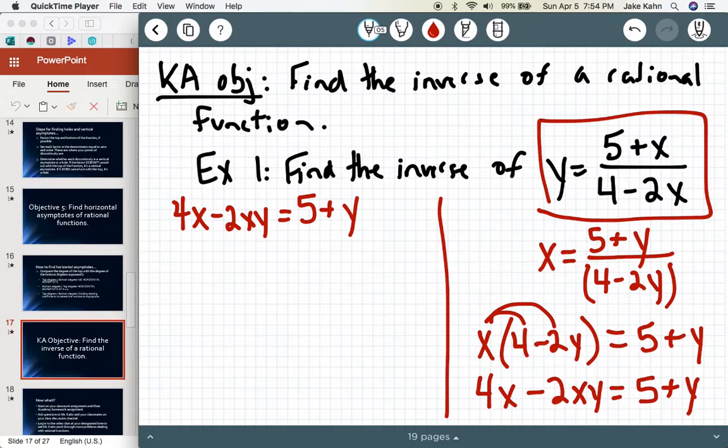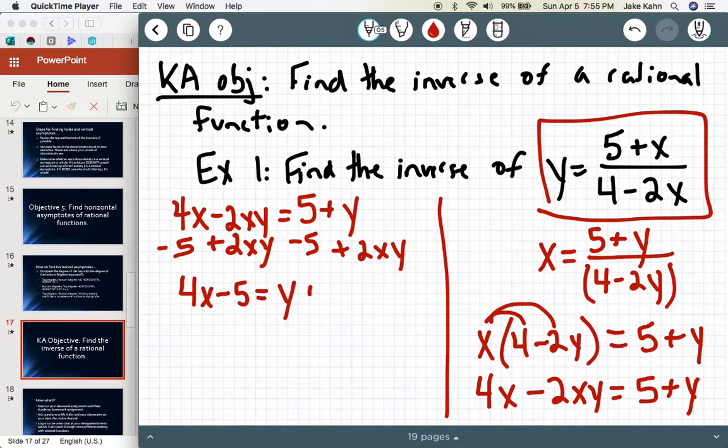Next, you want to get anything with a y on one side of the equation and anything without on the other side of the equation. So what I'm going to do is add 2xy to both sides, and subtract 5 from both sides. This gives me 4x minus 5 is equal to y plus 2xy. Why did I do this? Because I want the y's on one side. These have y's, and these do not.